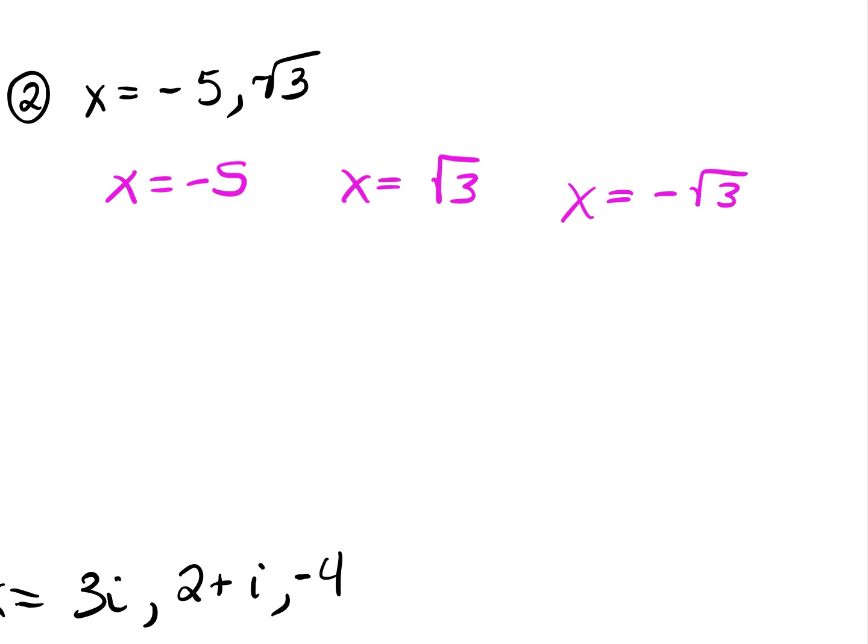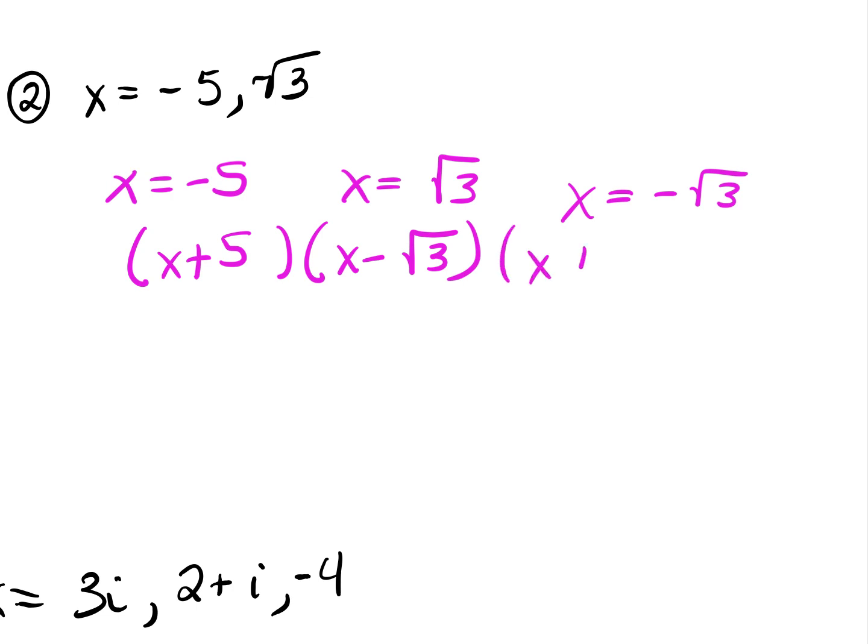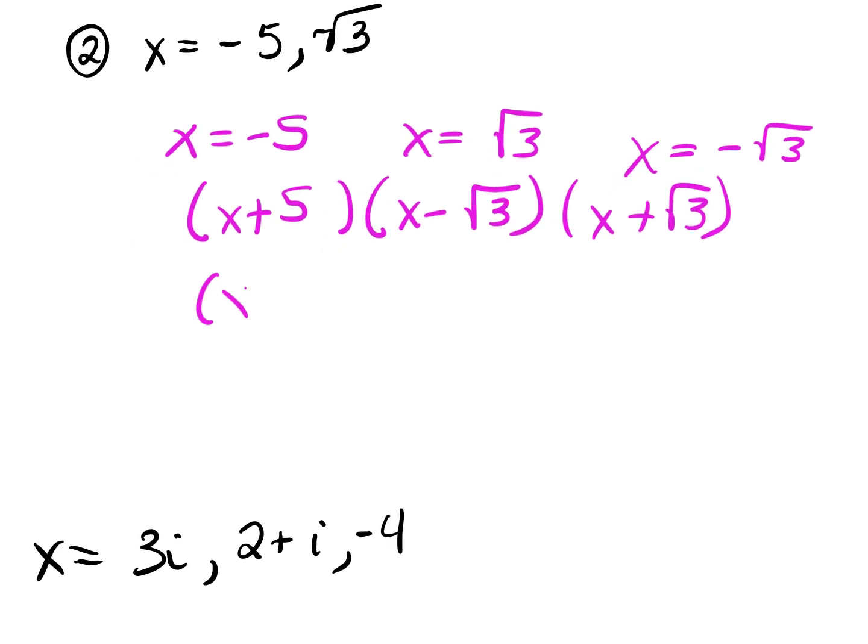So if you're going to write your 3 binomials, would you guys agree with me? This is x plus 5, x minus the square root of 3, and x plus the square root of 3. Now, you can FOIL any way you want. I'm going to get rid of the radicals first, so I'm just going to rewrite x plus 5 and then deal with my second 2 parentheses.